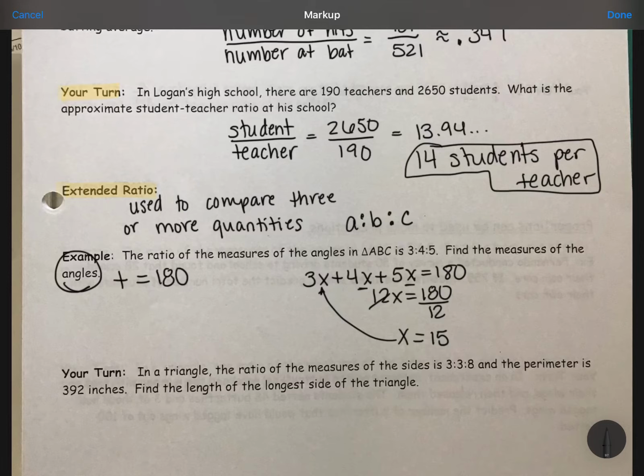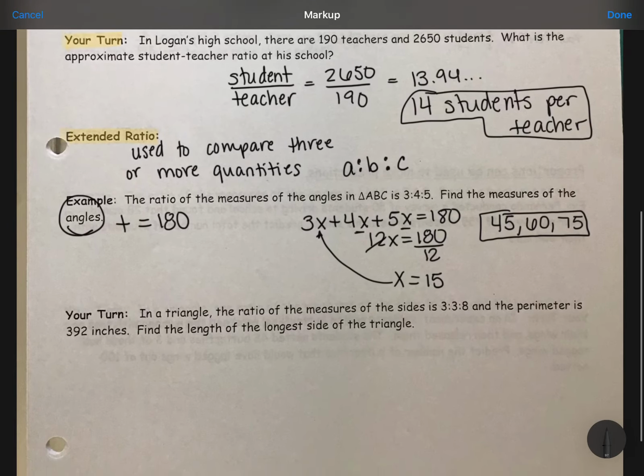Wherever you have an x, 3 times 15 is 45, 4 times 15 is 60, and 5 times 15 is 75. So we're multiplying by 15: 3 times 15, 4 times 15, and 5 times 15. So those are the 3 angles in that triangle.